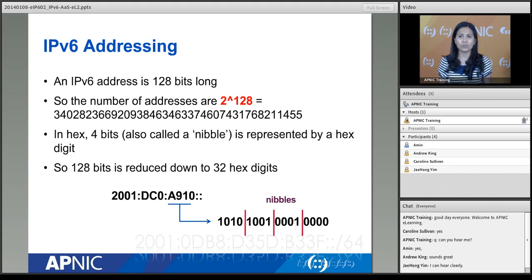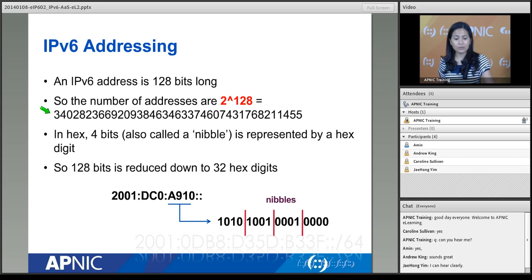So that's actually, if you want to quantify, that's 2 raised to 128. Which is this one. And if you try to read through this number, I don't even know how to pronounce it, but it's that big a number. Okay, so the way we write an IPv6 address, it's 128 bits. It's not really very easy to write down that much and for us to remember.